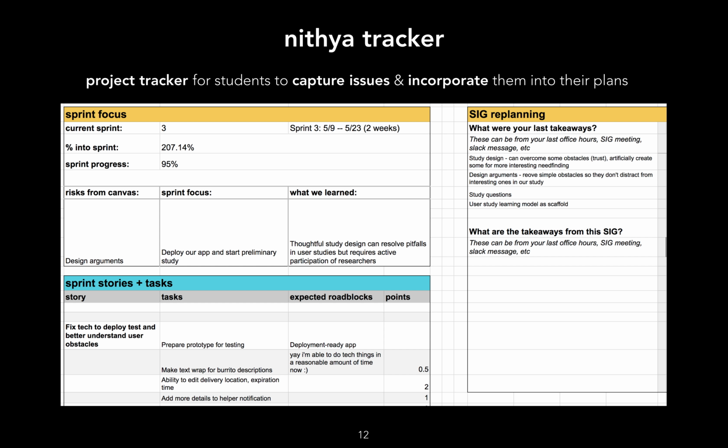But the goal is really to incorporate and come up with a new plan that incorporates the takeaways, but doesn't completely trash the previous plan.